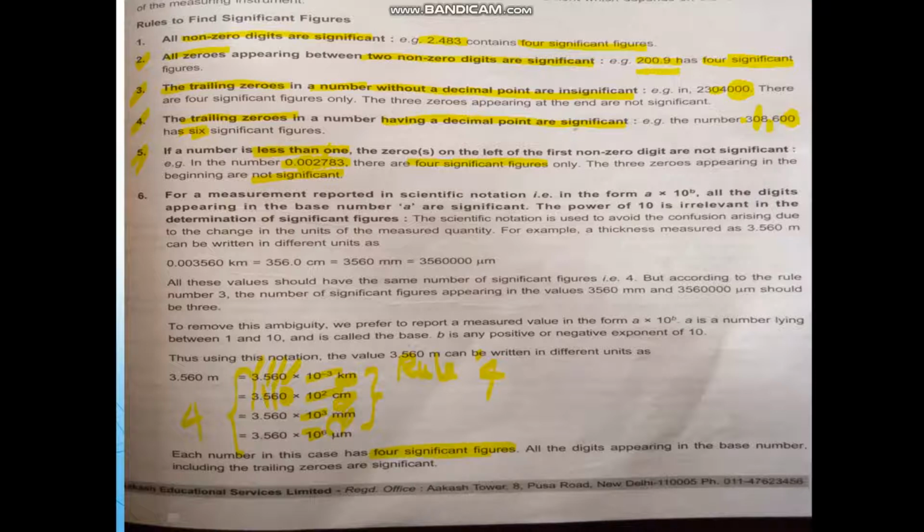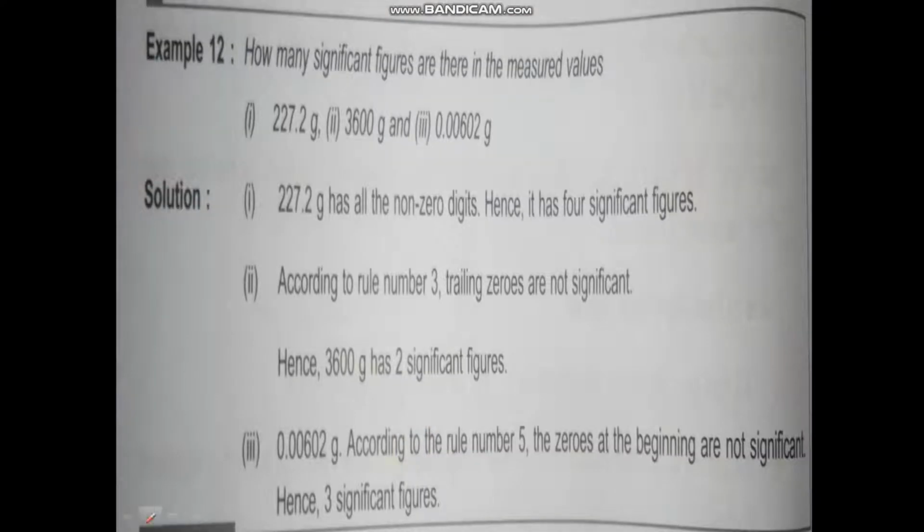Okay, now let us work out some numericals so that you will get a very clear cut view.